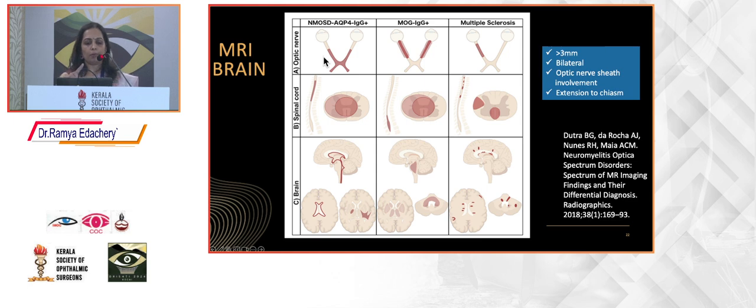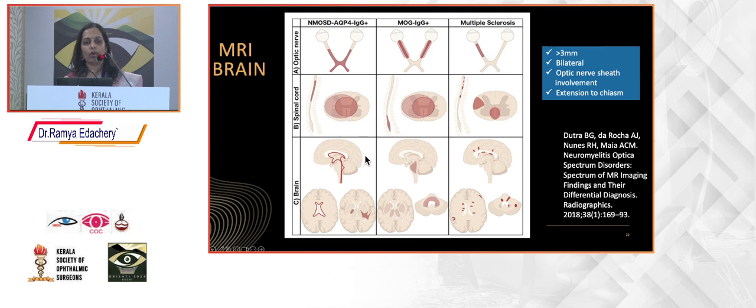Whereas in NMO spectrum disorders, you can get bilateral involvement, long segment involvement, chiasmal involvement, even up to the optic tract. And not only the white matter, even the grey matter can get involved. You can see central as well as peripheral involvement, and it involves the cervical and thoracic parts.